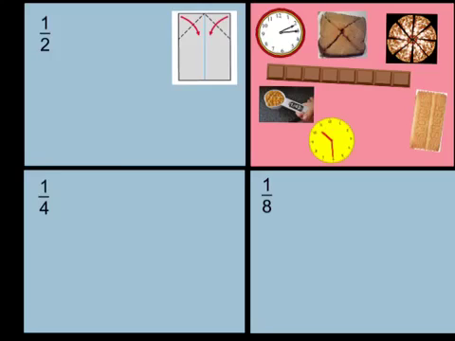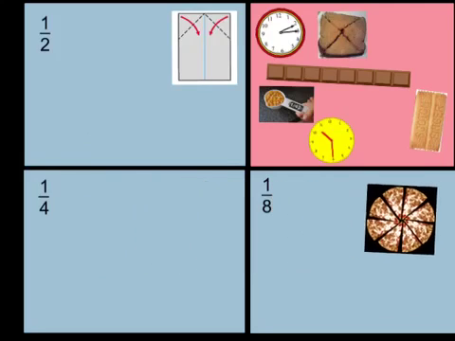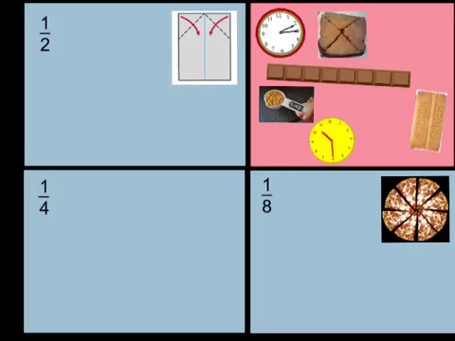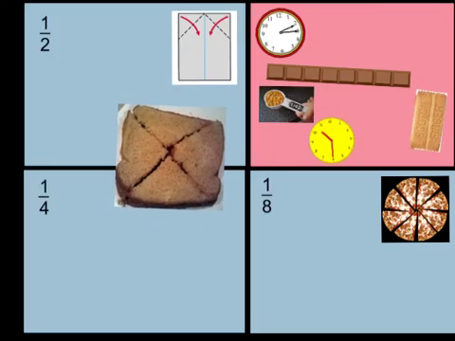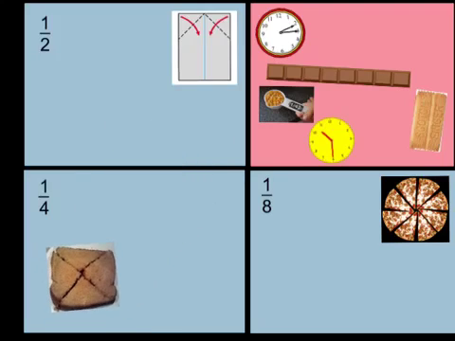Next one. What about this pizza? How many equal parts are there? Where does it belong? It belongs in the eighths box. What about this sandwich? Where do you think it belongs? How many pieces does it have? Well, it has 4 pieces, so it belongs in the quarters section.